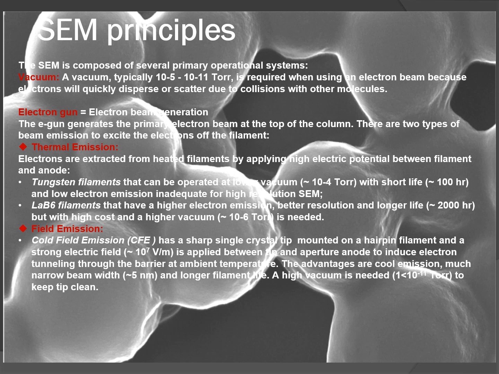With field emission, we have cold field emission, which has a sharp single crystal tip mounted on a hairpin filament, and a strong electric field of 10 to the 7 volts per meter is applied between the tip and aperture anode to induce electron tunneling through a barrier at ambient temperature. The advantages are cool emission, a much narrower beam width, approximately 5 nanometers, and longer filament lifetime. A high vacuum is needed, up to about 10 to the minus 11 torr, to keep the tip clean.